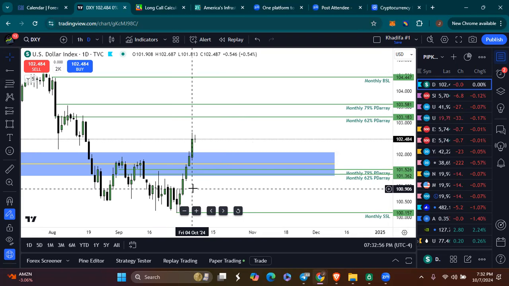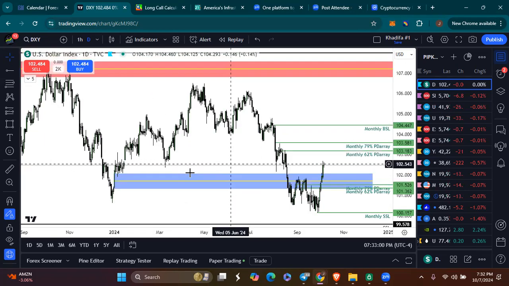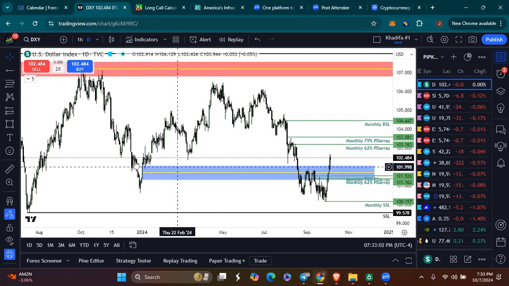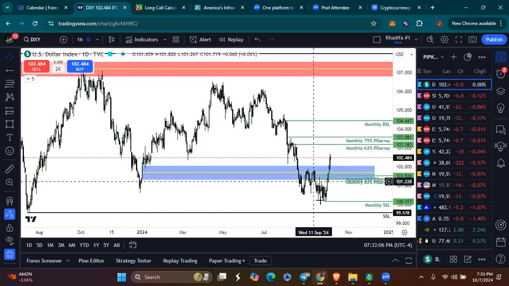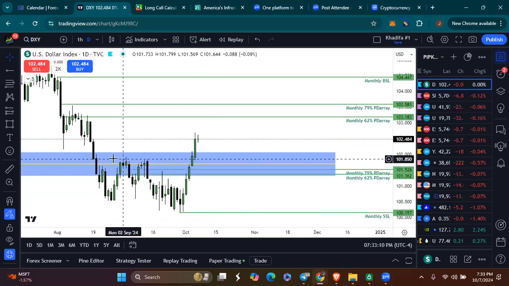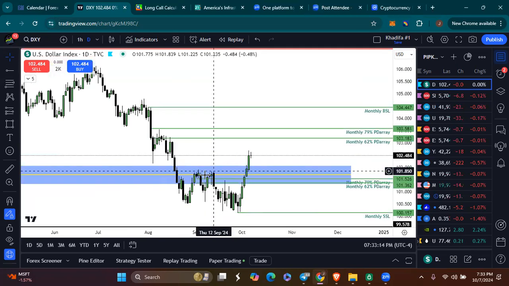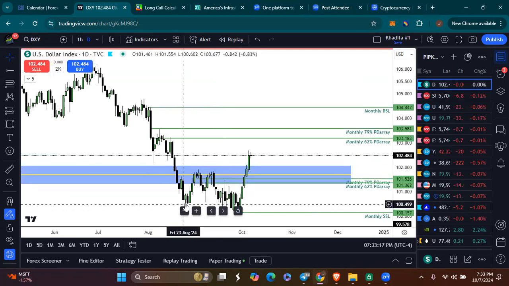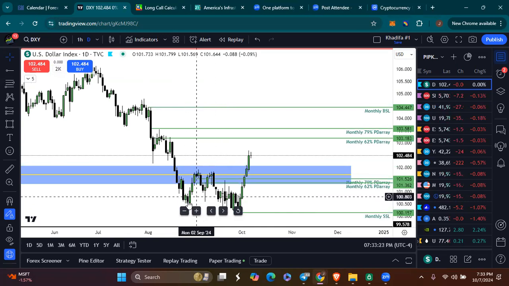So, that being said, we broke back above this daily fair value gap that we had here, which turned into an inverted fair value gap. And Dollar did use that inverted fair value gap to sell off of, but it came back down, ran last month's low. Well, when it ran last month's low, it was last month's low.